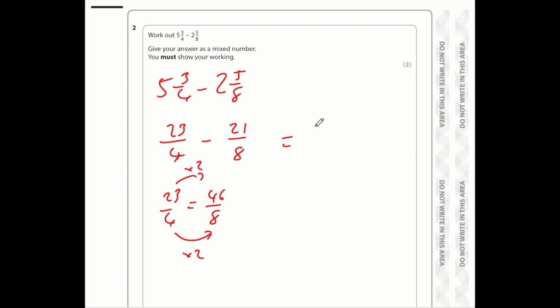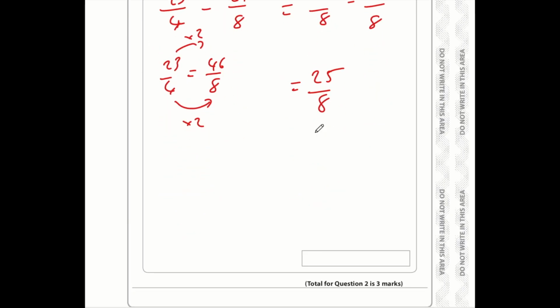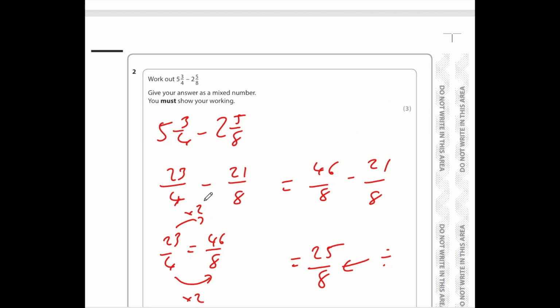So the question is now 46 over 8 take away 21 over 8, 46 take away 21, 46 take 20 is 26, take away another one is 25, so 25 over 8. So now we've got an answer which is an improper fraction. We should probably turn that back into a mixed number. Remember, this line means divide. What is 25 divided by 8? How many 8s go into 25? Well, it goes 3 times. 3 8s are 24, so there is a remainder of 1, so that is 1/8 remaining. So 3 and 1/8.